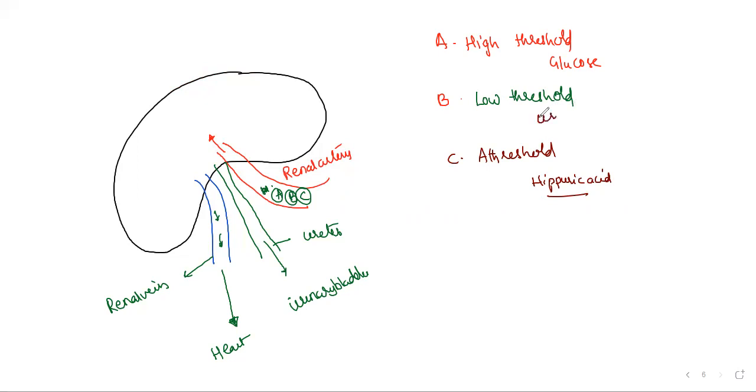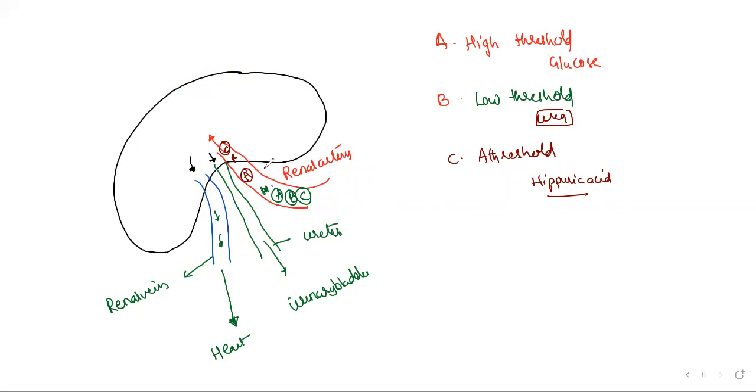Okay, low threshold, interestingly, urea. We want a little actually. Now A, B, C are entering inside. You see here A, B, C entering into the kidney. You are the people to decide where A should go, where B should go, where C should go. Written, these are written tickets. You have to catch two trains. One is the blue train, one is the green train.